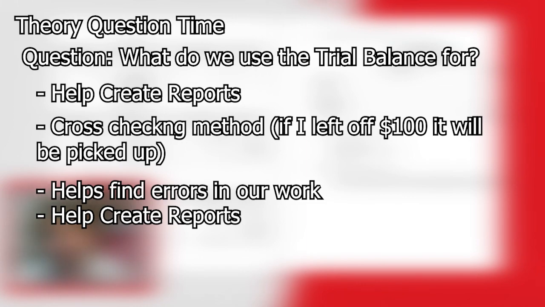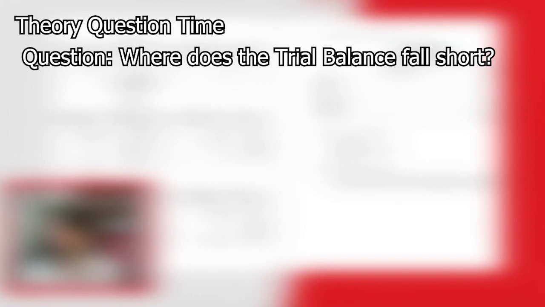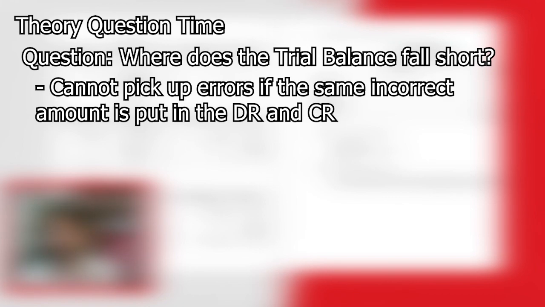But there's one way the trial balance falls short. It does not pick up errors if both numbers are wrong. So for example, for the car, if I wrote $500 on the bank and the car account, so I'll bring that up now. If I wrote 500 instead of 1,500, because both numbers are wrong, the trial balance does not pick this up because the trial balance is still going to add up, and subsequently my balance sheet should still add up. So that's just a little reminder there.